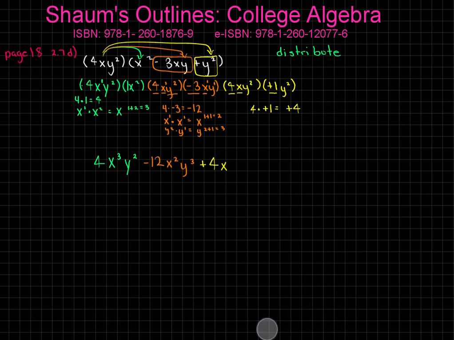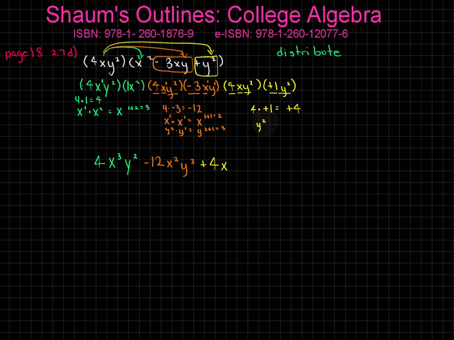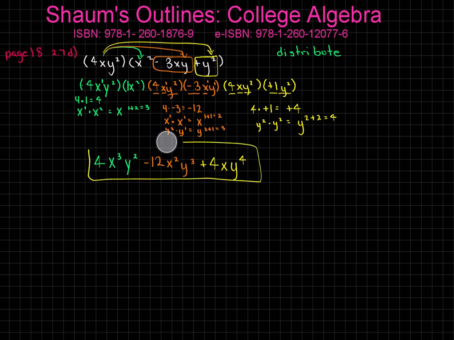And then for the y's, I have y squared times y squared. I keep the y, and then I add my little numbers together. 2 plus 2 equals 4. So I get y to the fourth. That's my answer.